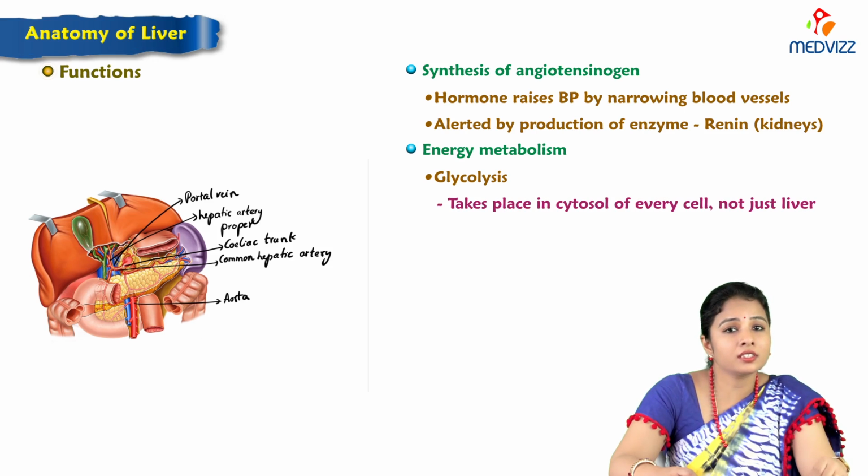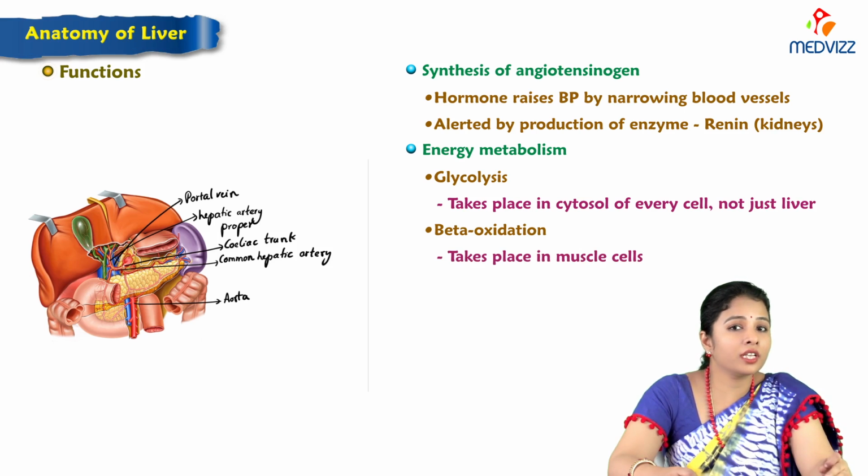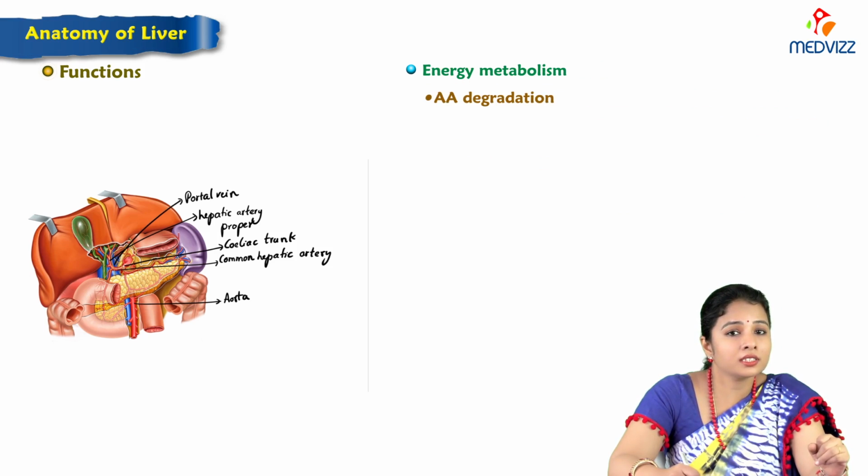So glycolysis takes place in the cytosol of every cell, not just in the liver. And beta oxidation. Beta oxidation also takes place in the muscle cells apart from the liver. Then amino acid degradation, lipid metabolism.